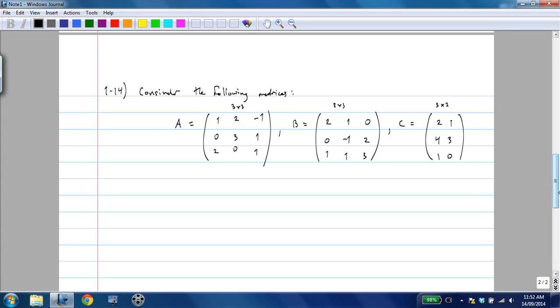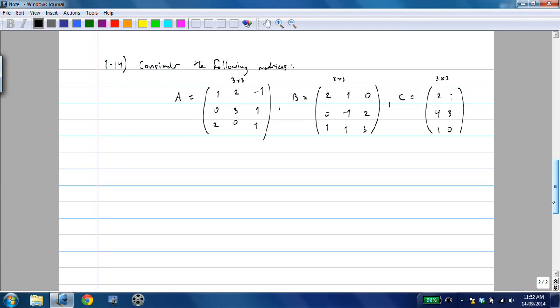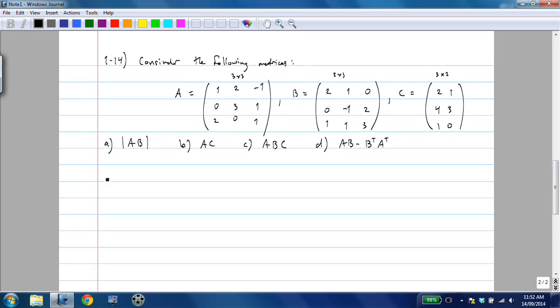So the first, I'll write down all the questions here. So first thing they want us to do is find the determinant of A times B. Second thing they want us to do is find AC. Third thing is A times B times C. And lastly, they want us to find A times B minus B transpose times A transpose. Okay. So let's start off with A. So the first thing we want to do is find A times B.